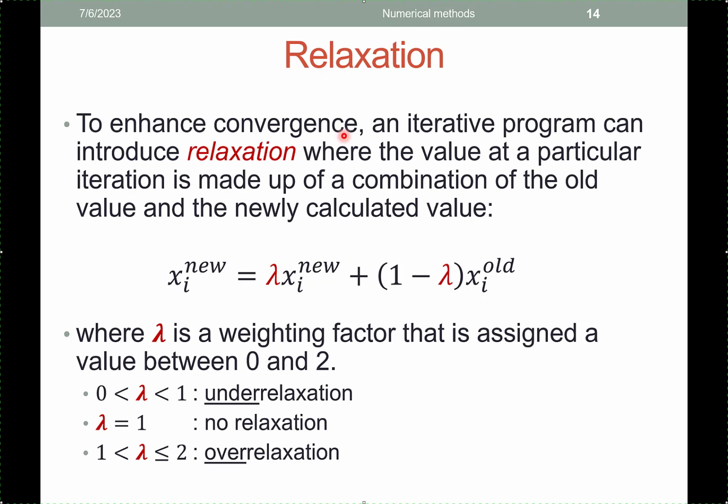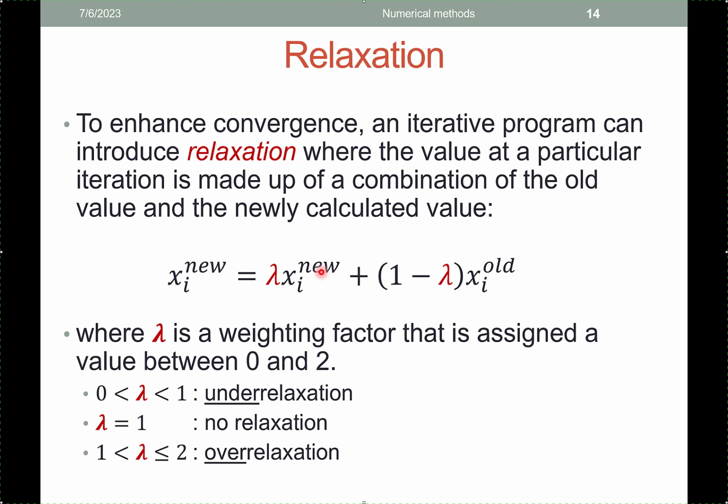All right, so now we move on to when we want to use relaxation with the Gauss-Seidel method. The main factor here is lambda, where we're following this equation. So our new estimate of the variable x will be equal to lambda times the new estimate plus 1 minus lambda times the old estimate, or the initial guess. So if this lambda value is between 0 and 1, then it's under-relaxation. If it's equal to 1, then no relaxation.